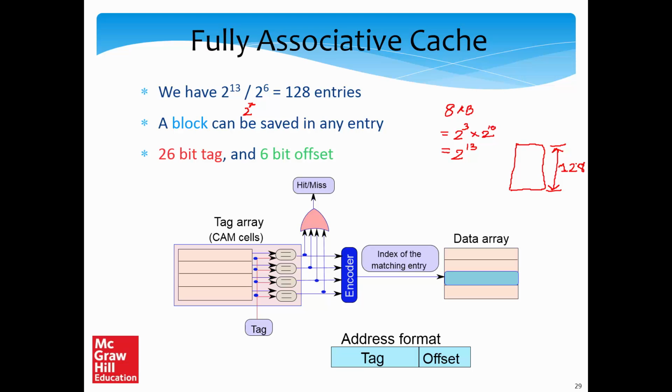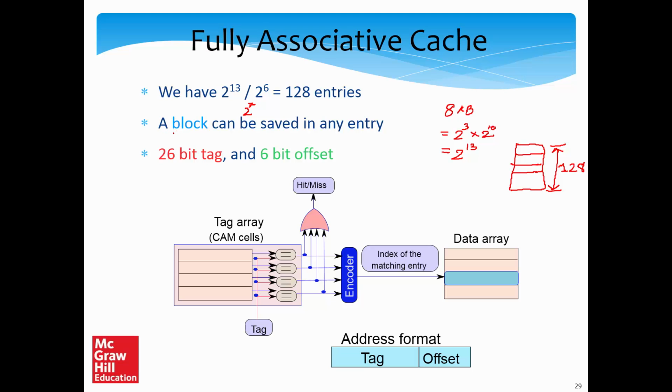And in a fully associative cache, if we have 128 entries, given a block, it can be stored in any entry. Given a block, it can be stored anywhere inside the cache, in any of the 128 entries. So recall what we have done in the previous slide.